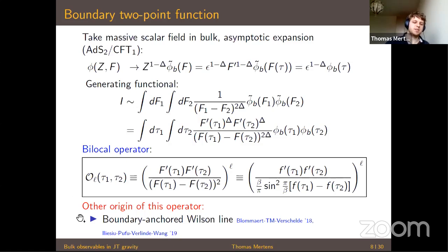Before mentioning this, I should also mention that there's another origin of this operator. Instead of using the boundary values of a CFT field, you can also think of this as a boundary-anchored Wilson line in the first order or gauge theoretic formulation of this gravity theory. Imagine you have a two-dimensional bulk and a Wilson line with two endpoints, and those two endpoints are on the boundary. Then this defines also a bilocal operator, and you can show that this leads to the same operator in a suitable representation. In any case, that is just to say that this is a natural thing to consider.